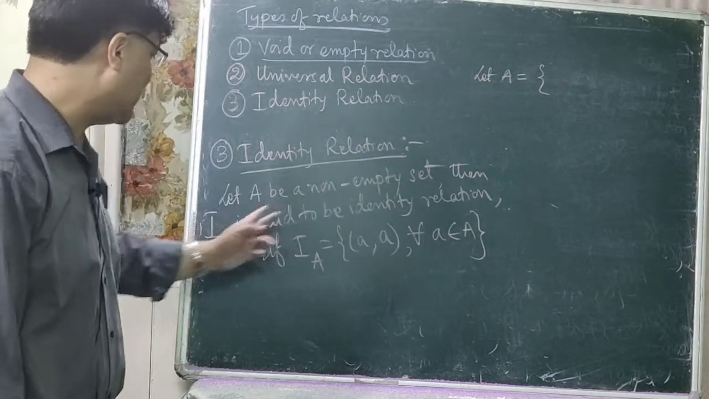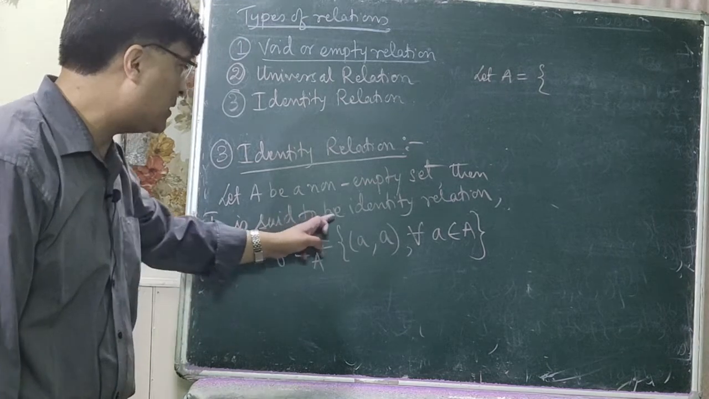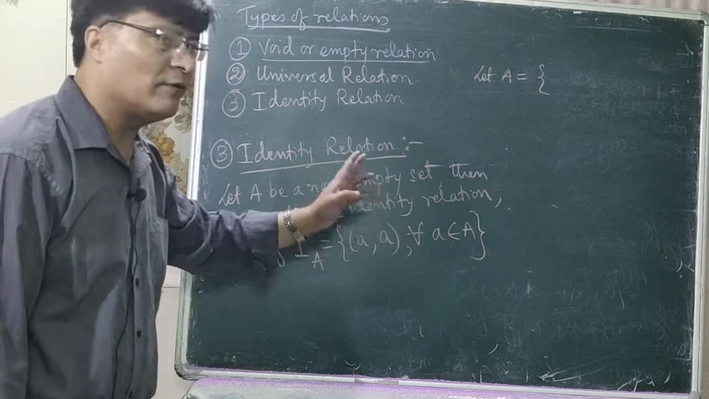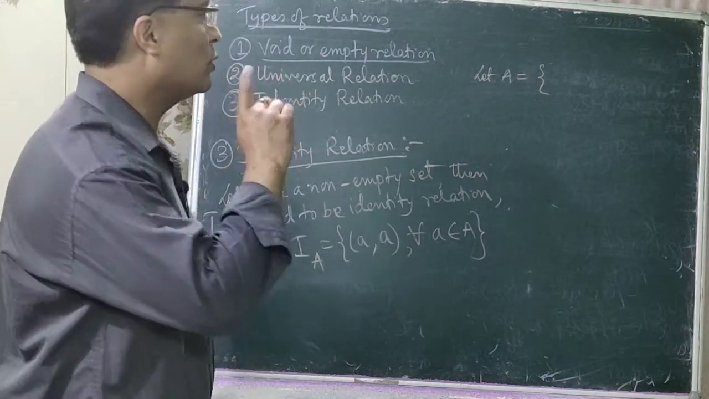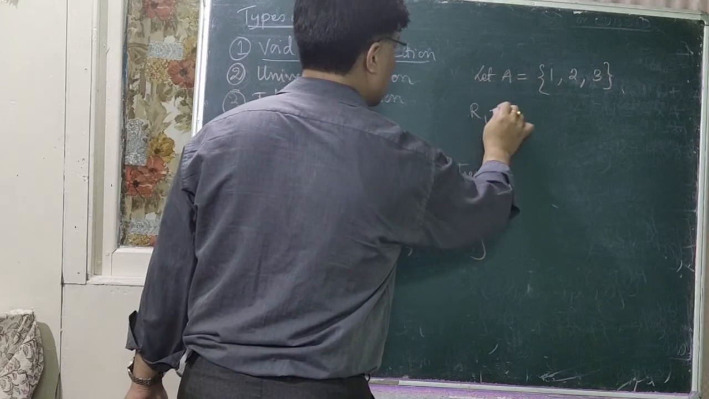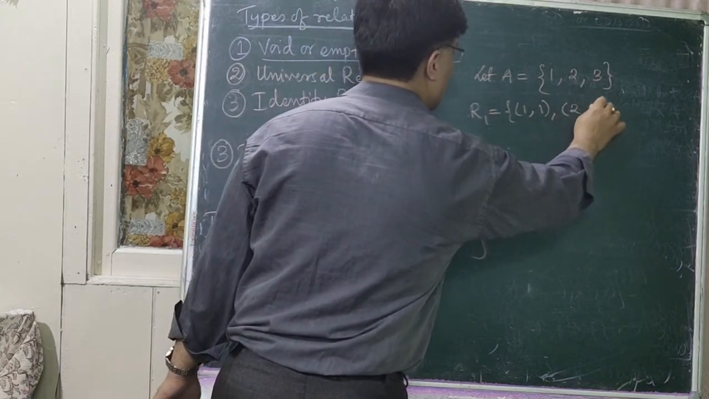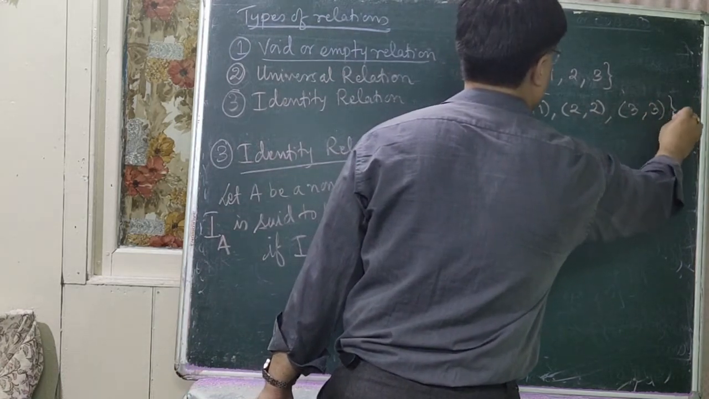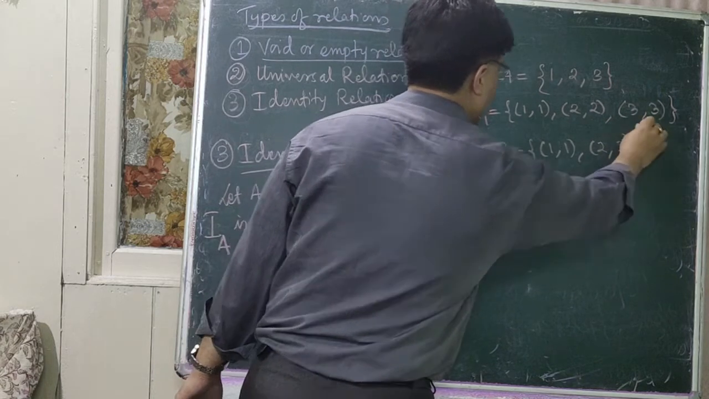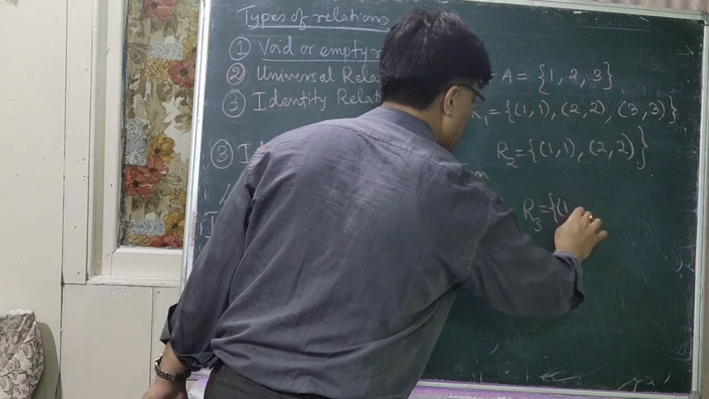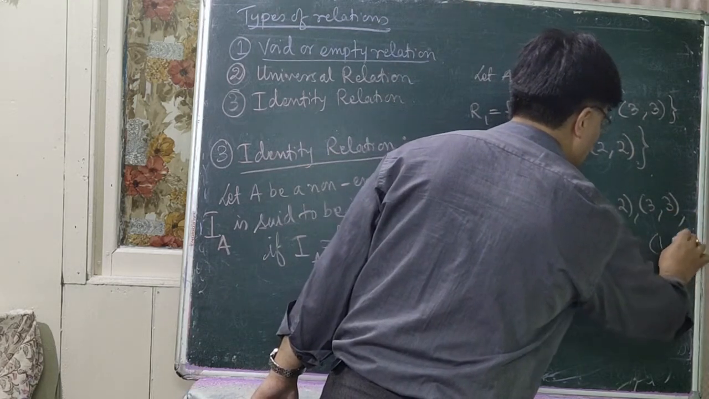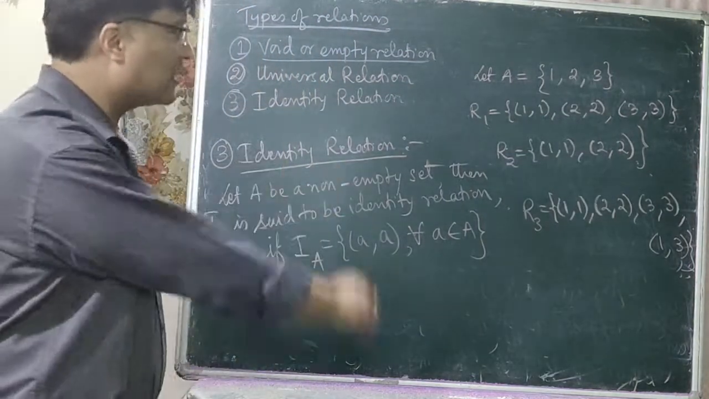Let capital A be a non-empty set. Then I_A is said to be identity relation if I_A is equal to within second bracket, this is an ordered pair, same elements are there, a comma a, for all small a belongs to capital A. Right? So let us take an example. Let capital A is equal to {1, 2, 3}. Suppose R1 is the relation here: (1,1), (2,2), (3,3). Suppose R2 is equal to {(1,1), (2,2)}, and R3 is equal to {(1,1), (2,2), (3,3)}, and suppose there is another element (1,3).